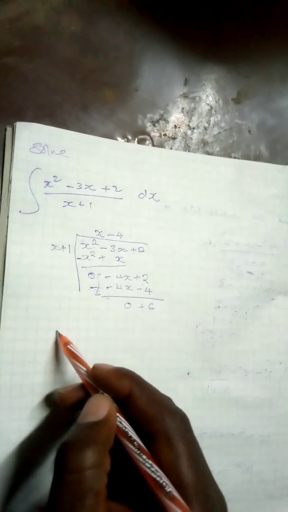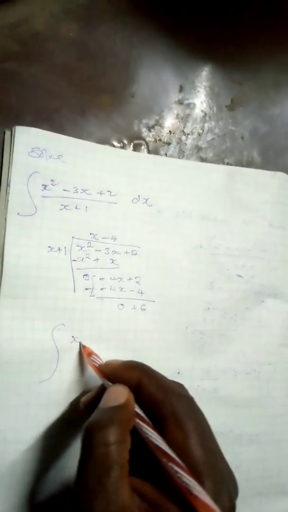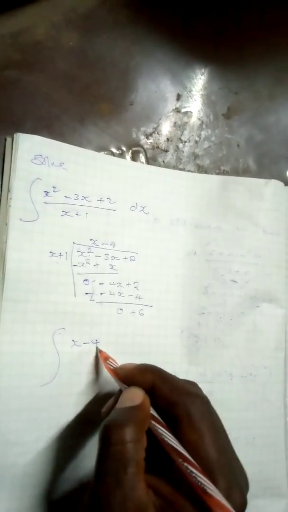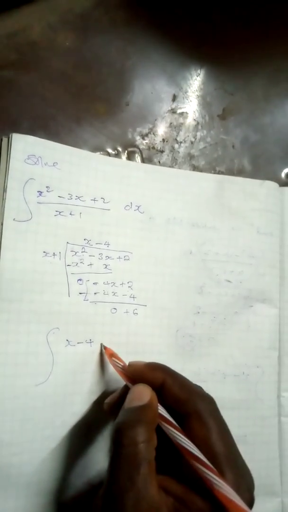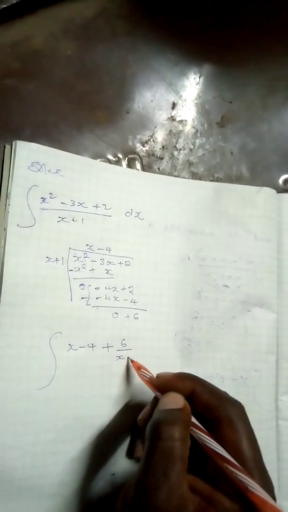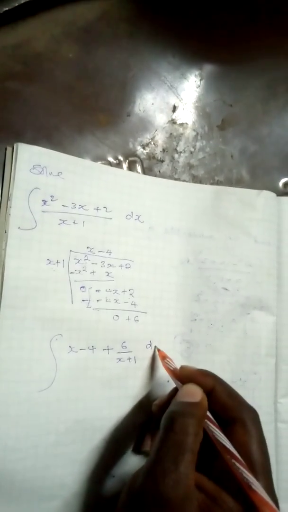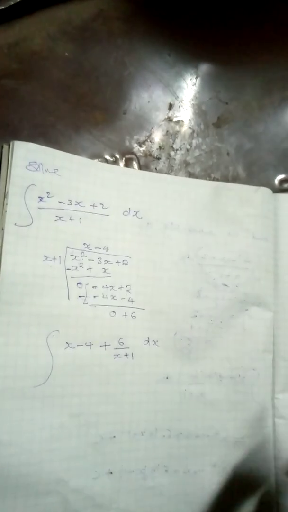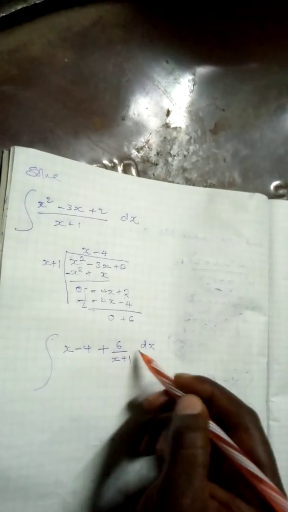Then we shall have our expression now in the simplest way. We are going to have the integral or the antiderivative of x minus 4 plus the remainder, which is 6, over x plus 1, and this is being integrated with respect to x. So when it is in that form, we can comfortably get the integral.